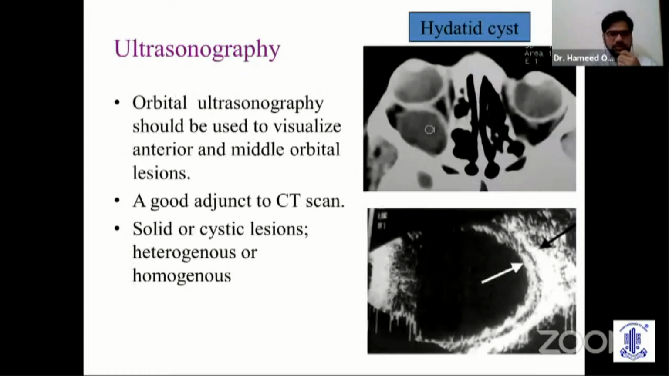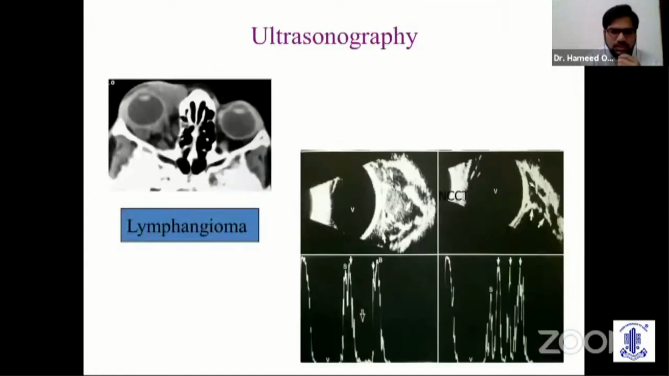Ultrasonography is a good adjunct to CT scan. So this will give information about whether the lesion is solid or cystic, whether it is heterogeneous or homogeneous. Like in this case of lymphangioma, you can see macrocysts with septae in between.